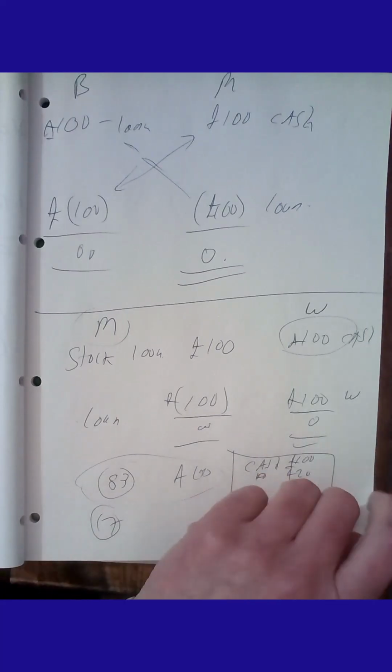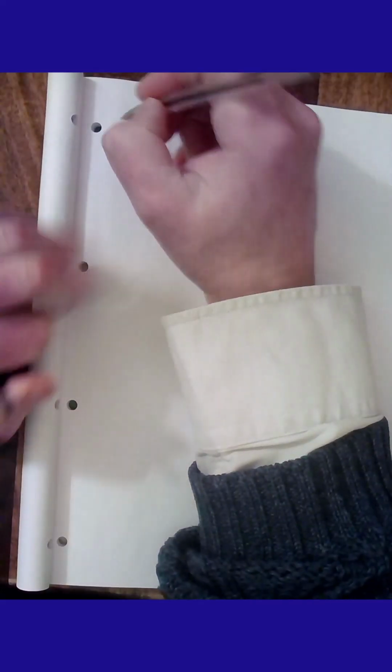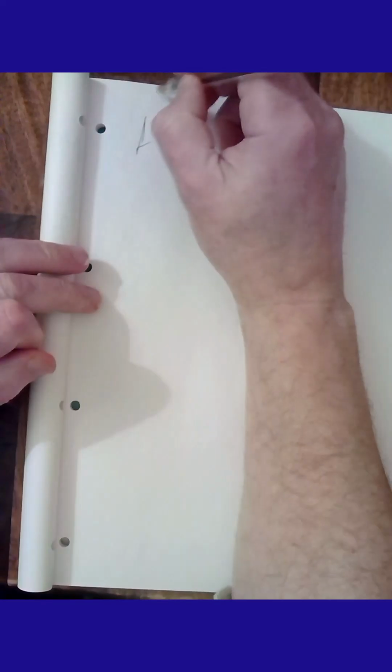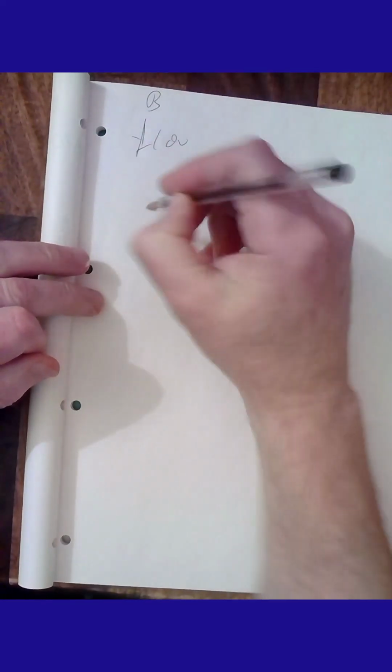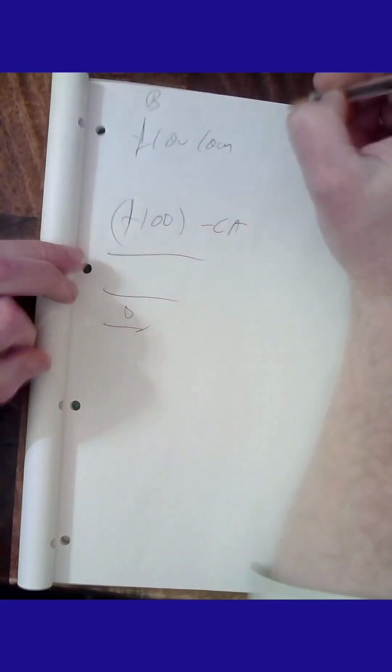Let's go for another one. Another way to solve it. The other way to solve it is, here we go. Same old. We have the bank, £100 loan, £100 current account. That's the balance of the bank at the beginning of the session.